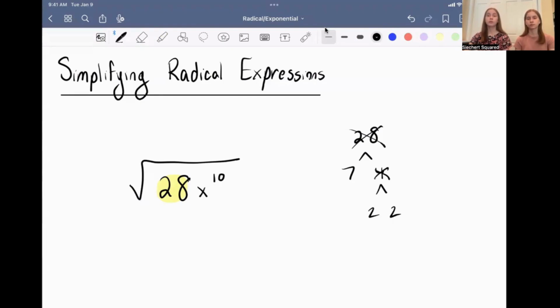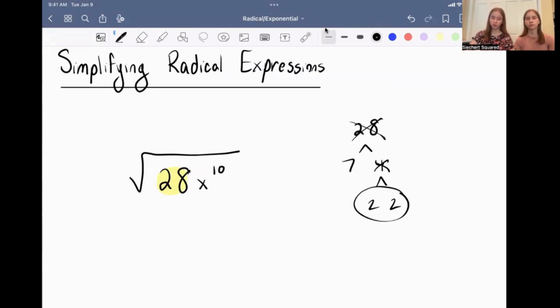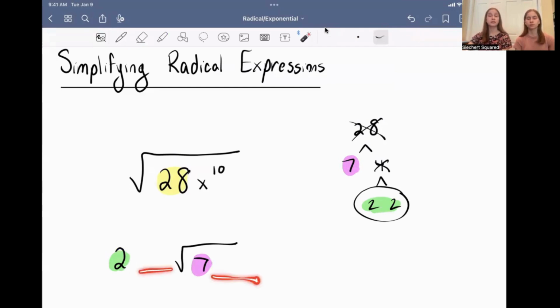So I'm looking for pairs that I can take out of my square root. I have my pair of 2's, so those get to leave my square root. And that 7, because it doesn't have a pair, is going to stay on the inside. I left this gap because I'm probably going to have to do something with my x, so I wanted to give myself some space.